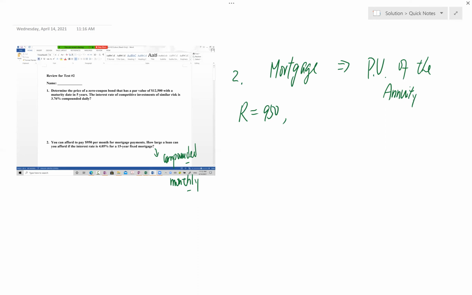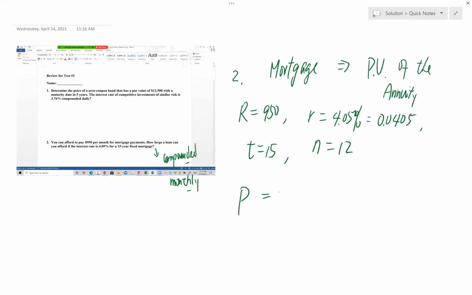Okay, and the rate is given, right? The rate is 4.05%, and turning that into a decimal number should be 0.0405. Also we know time T is 15 years, a fixed mortgage, and the compounding period is 12 times a year. So once you know all of this, we apply the present value formula.